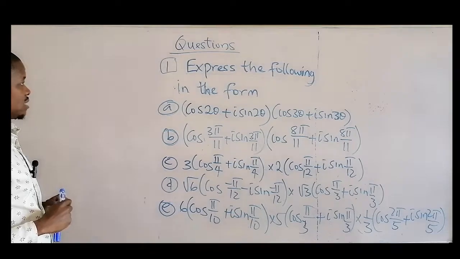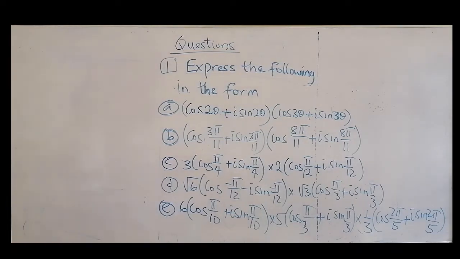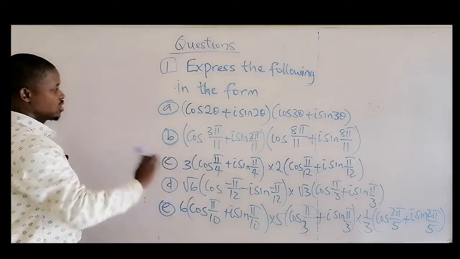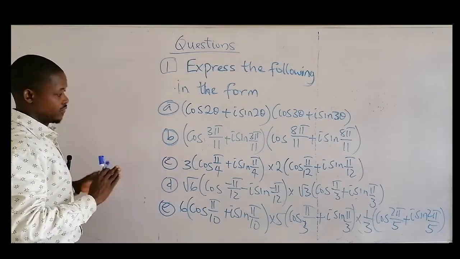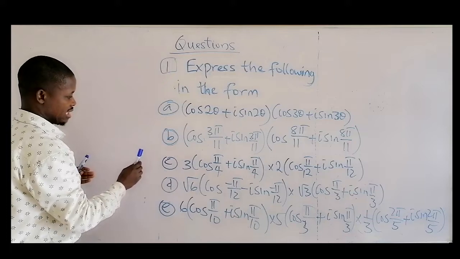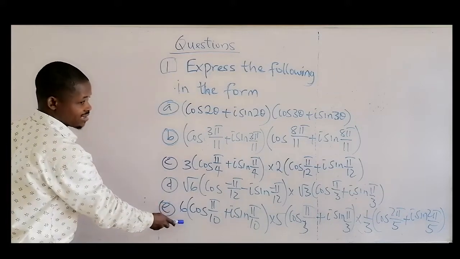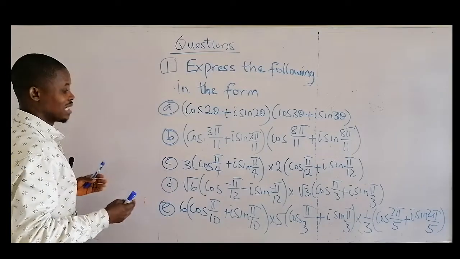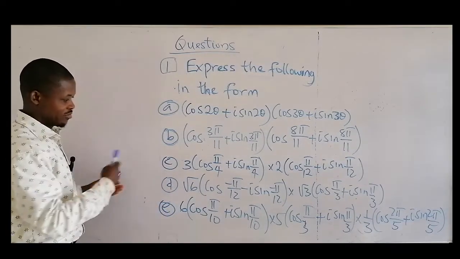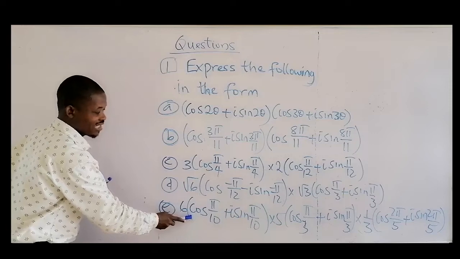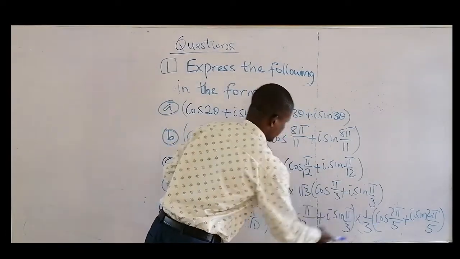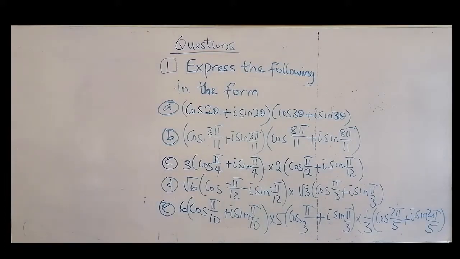Welcome back. These are the questions we have. Question 1 is purely multiplication of 2 and 3 complex numbers: multiplication of 2 different complex numbers, and the last one is a multiplication of 3 different complex numbers. This is the first one, this is the second one, this is the third one. So let's dive into the solutions to those questions.